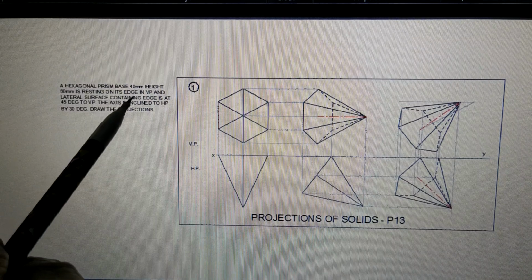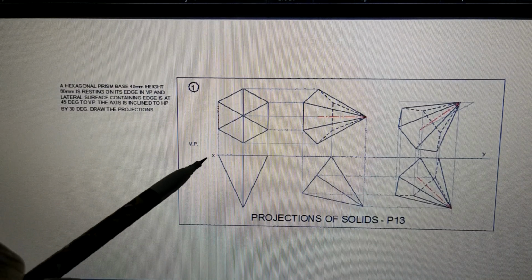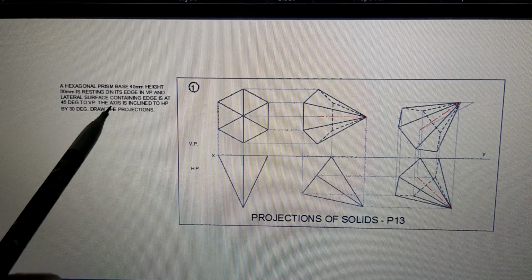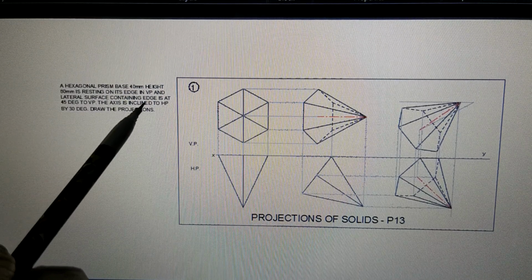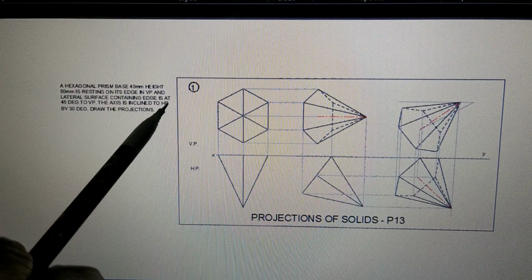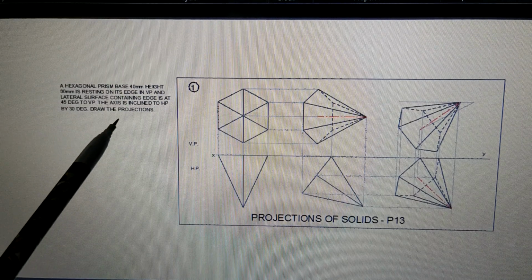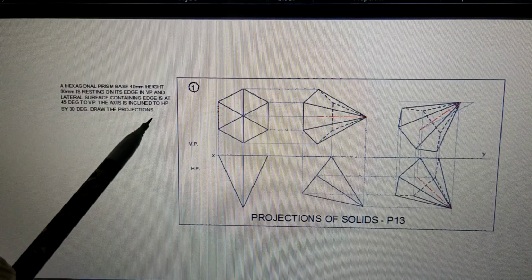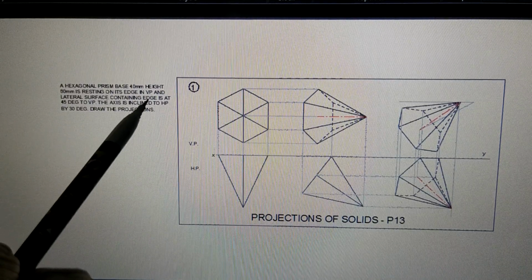It is resting on its edge in VP, and the lateral surface containing the edge is at 45 degrees to VP. The axis is inclined to HP by 30 degrees. Draw the projections. Now this is resting in VP.